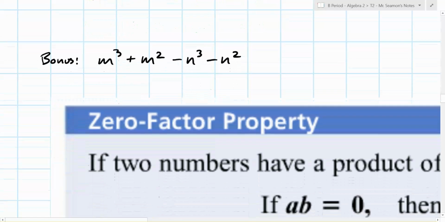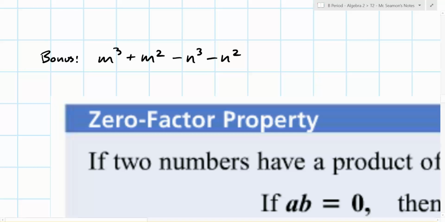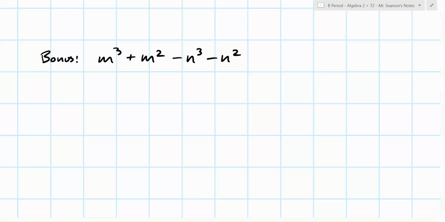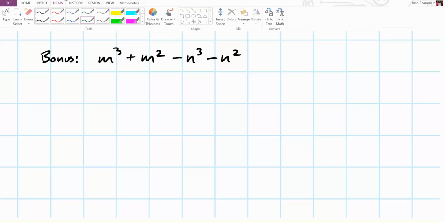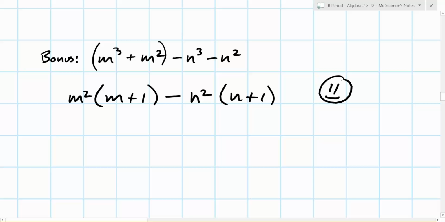Nice. So what about this one? I saw some really good work you guys did. One of the methods you used runs you into a dead end where you can't go anywhere. One way people might have done this is I saw some people group things like this. What can you factor out of m cubed and m squared? You could factor out m squared. So you get m squared times m plus 1. Minus, and what can you factor out of these other two? n squared times n plus 1. So this is true. I'm totally happy with that, but can you go any further? No, you can't go any further.